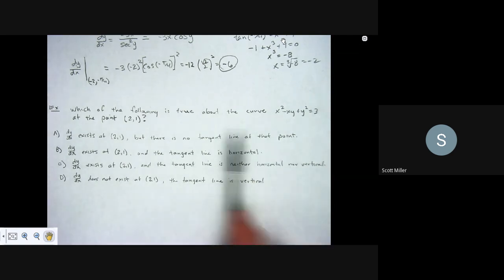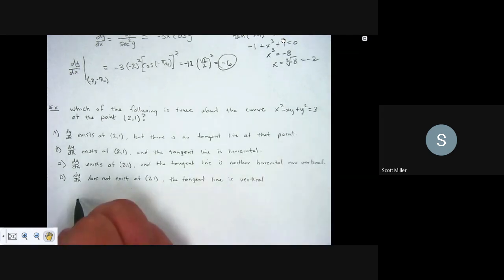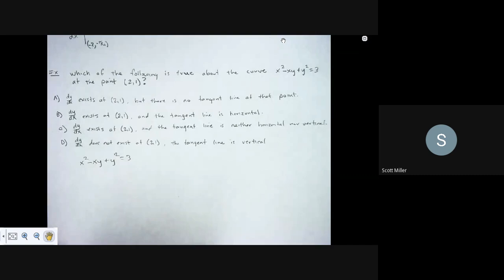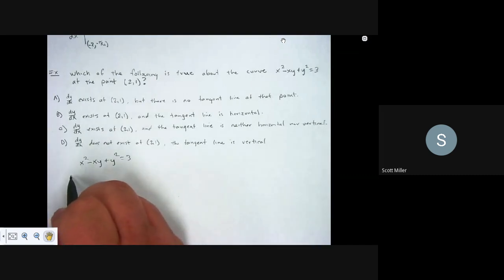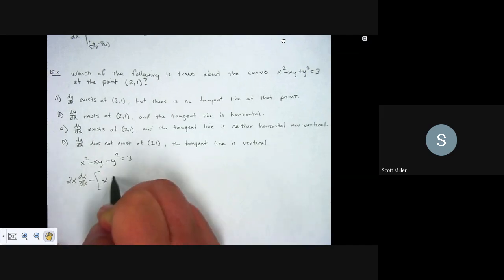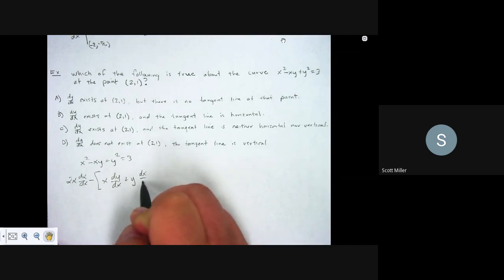When you read these things, look for things that don't make sense, and you can eliminate some answer choices right off the bat. To do this problem, you have to start off by finding the derivative. So I'll write it down here: x squared minus xy plus y squared equals 3. Again, we have that product rule in the middle there, so be careful with it. I'm going to go 2x dx/dx minus the first times the derivative of the second plus the second times the derivative of the first.